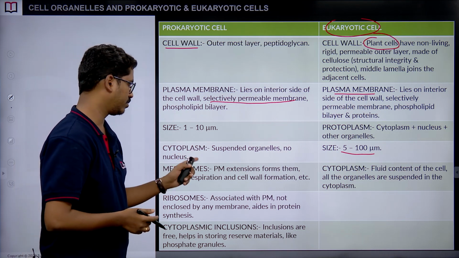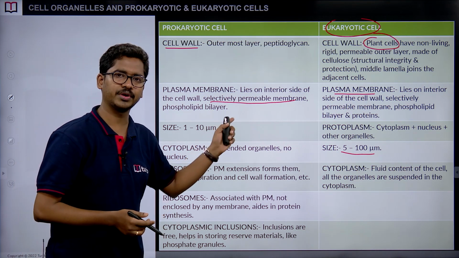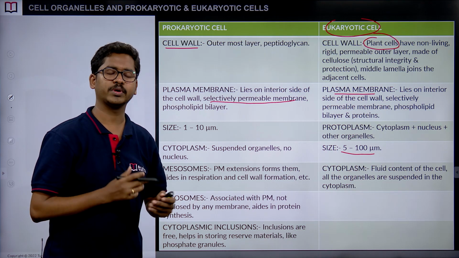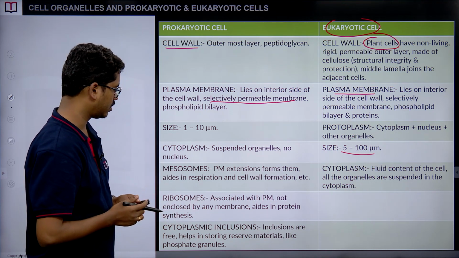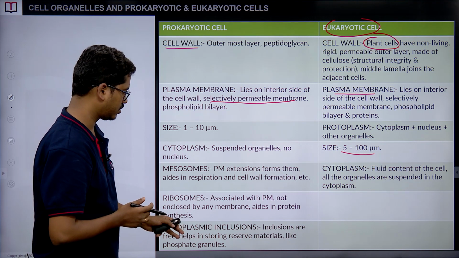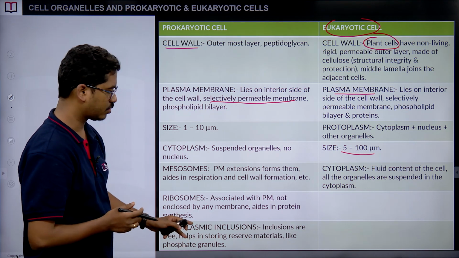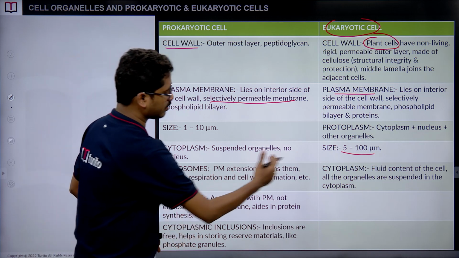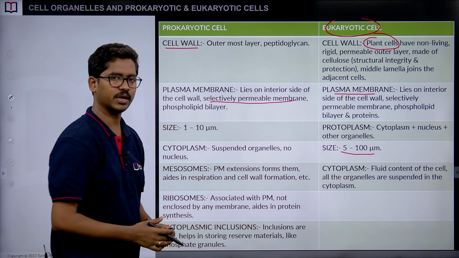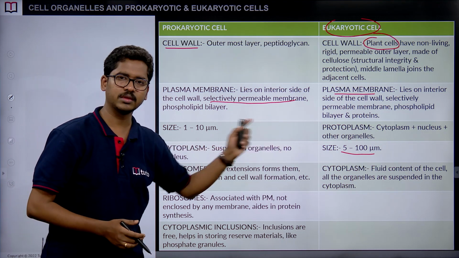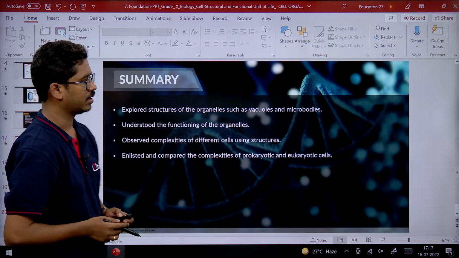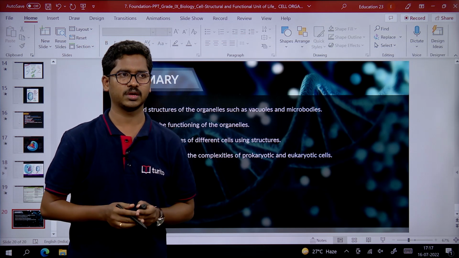And you see the cytoplasm is quite common in both prokaryotic and eukaryotic cells. Suspension of organelles in the cytoplasm is also common, and some organelles like cytoplasmic inclusions are quite common for both types of cells, eukaryotic and prokaryotic. So, this is to compare the different features. That was the discussion I ended up with here.